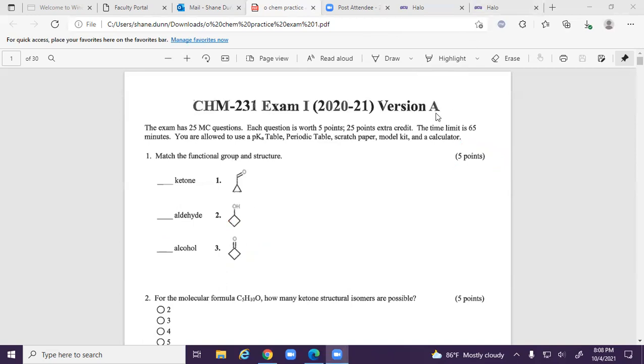It can be a primary, secondary, or tertiary. Does not matter. OH, yep. As long as it's the only thing bonded to that carbon, besides other carbons, it's an alcohol group. Yes. Yep. What's up?